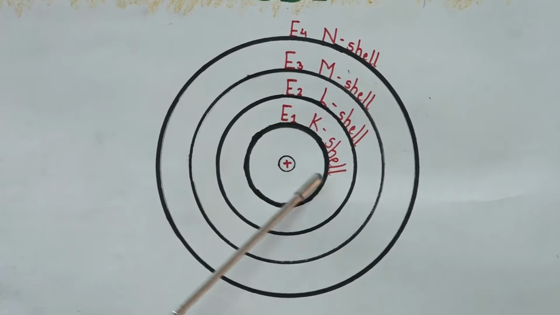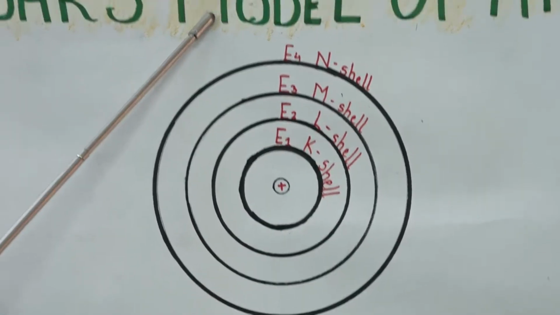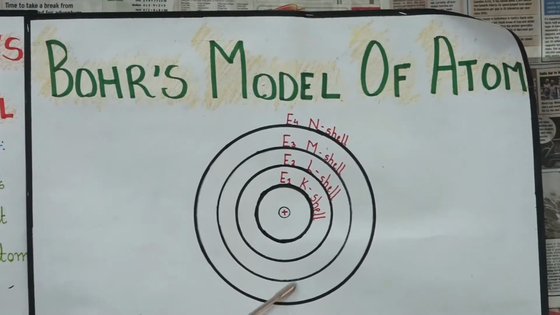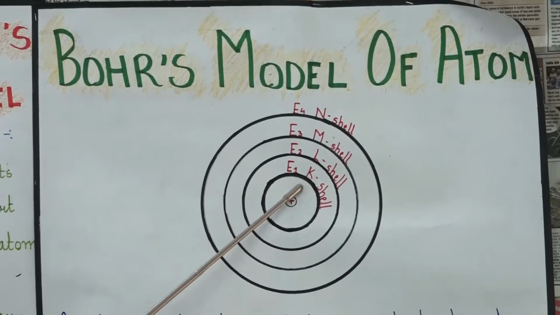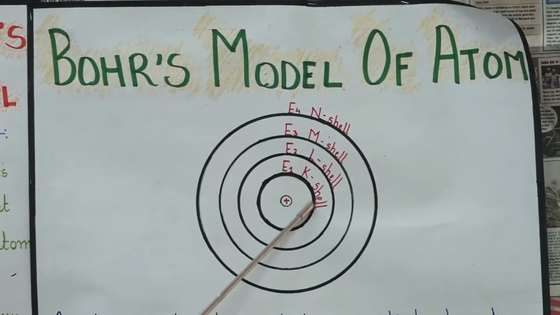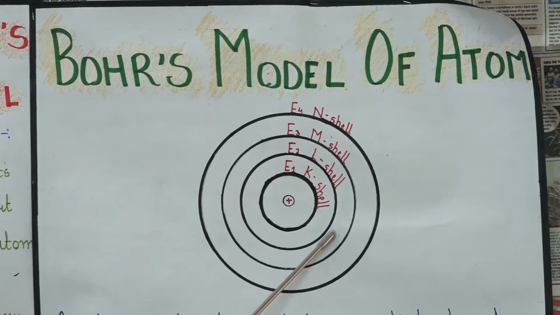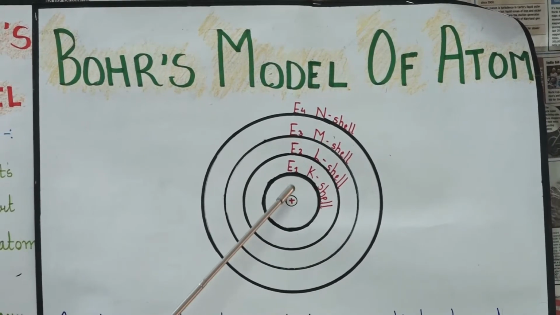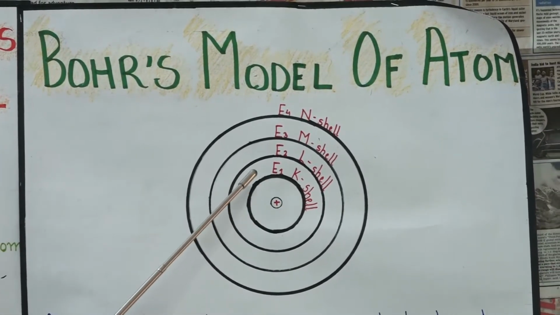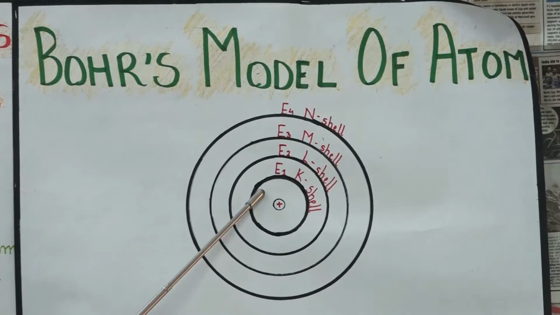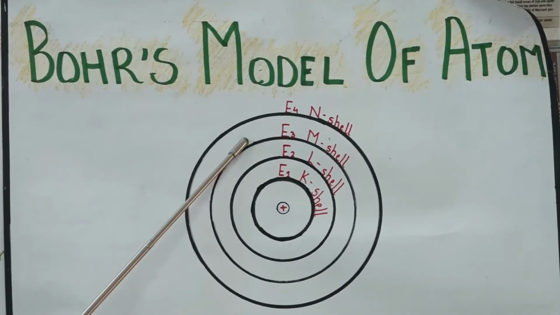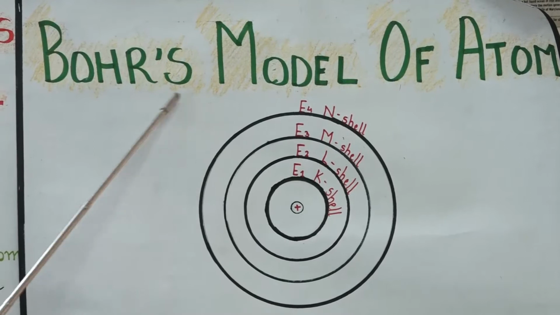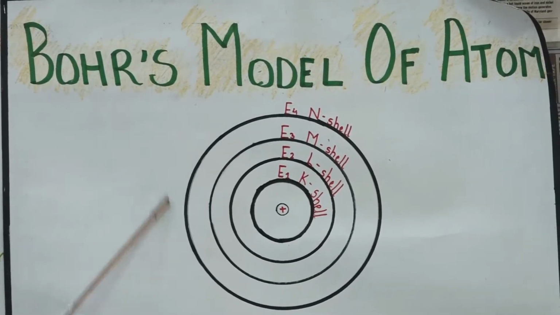So, according to Bohr's model, as electrons cannot radiate energy while revolving in different orbits, it explains the stability of the atom. And therefore, the drawback of Rutherford's model of atom is taken care of by Bohr's model of atom.